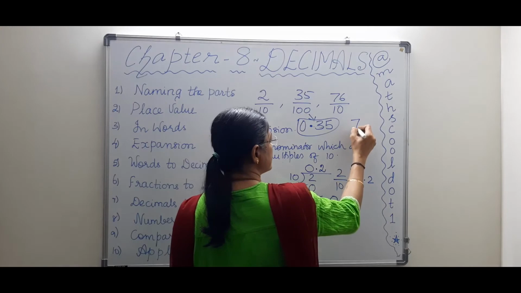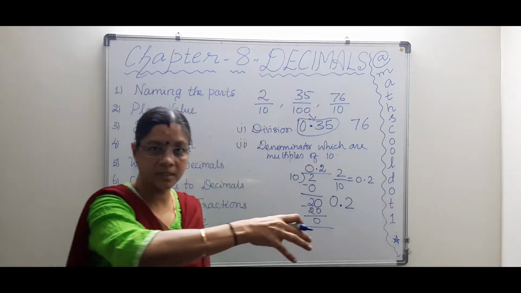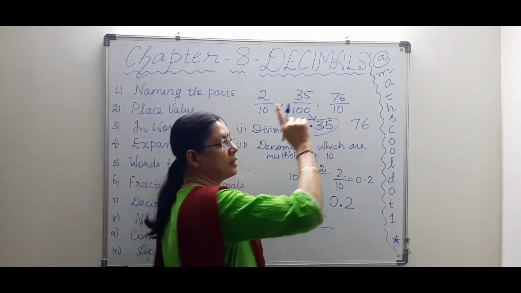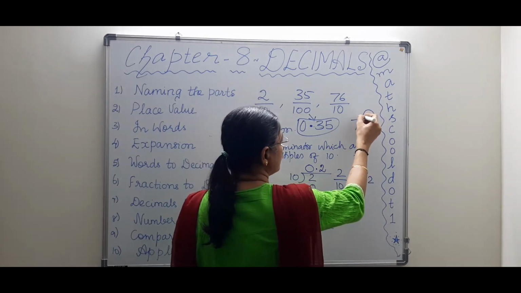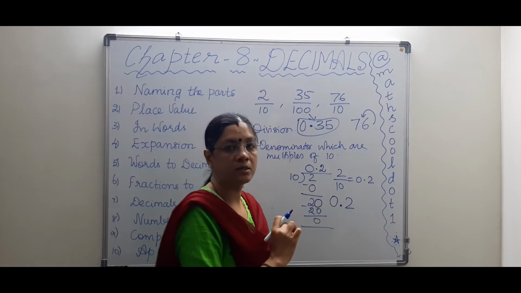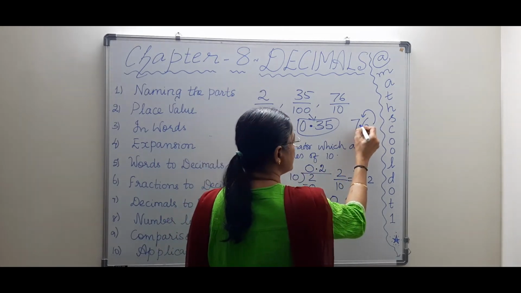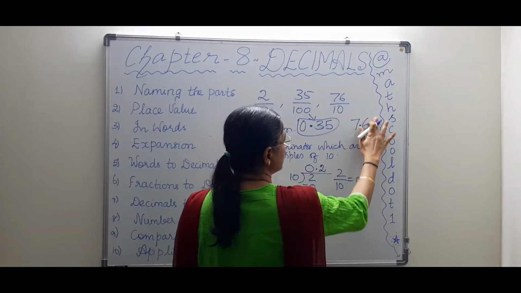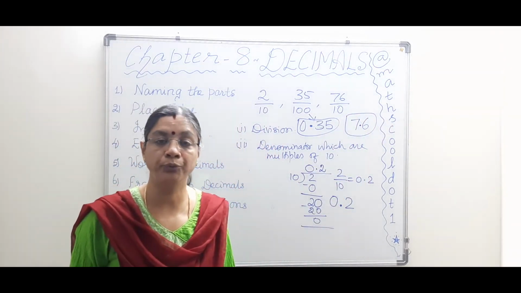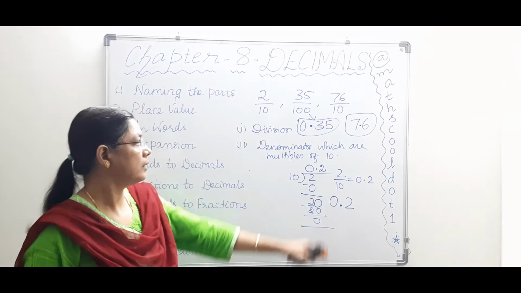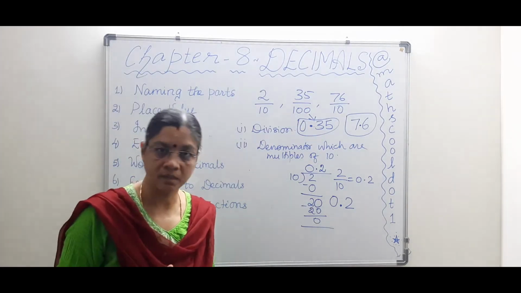So first step is write the dividend as it is. Then see how many zeros are there. There is only 1 zero. Start from the right, move towards left as many places as zeros. There is only 1 zero, so put a point here. So the answer is 7.6. So it is very easy for you to find out the decimal number from the fraction by this method.